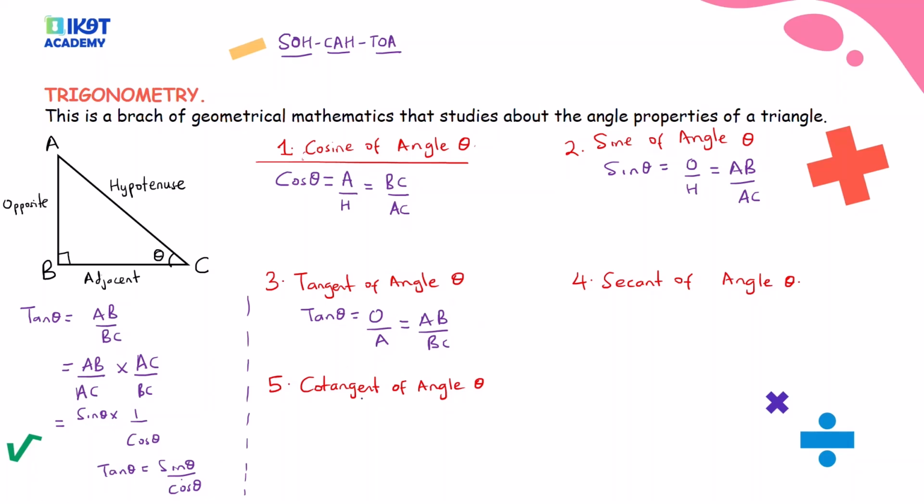Then now let's start with the secant of angle theta. Secant of angle theta can be written as sec theta. It will always be 1 out of cos theta. This is also a very fundamental thing to remember. Then the cotangent of angle theta. The cotangent of angle theta will be 1 out of tan theta. But remember, tan is sine theta out of cos theta, meaning cot can also be written as cos theta out of sine theta.